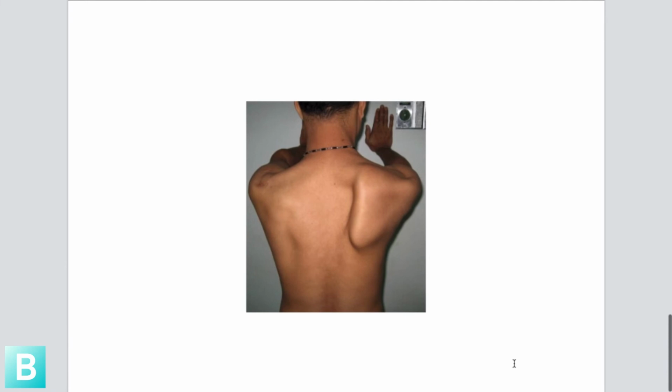Lastly, let's take a look at the injury to the nerve to serratus anterior, which is also called the nerve of Bell. Causes are sudden pressure on the shoulder from above and carrying heavy loads on the shoulder. Now, the deformity that occurs here is winging of the scapula, as you can see here in the picture, that is excessive prominence of the medial border of the scapula.